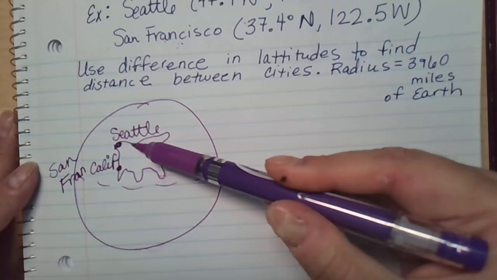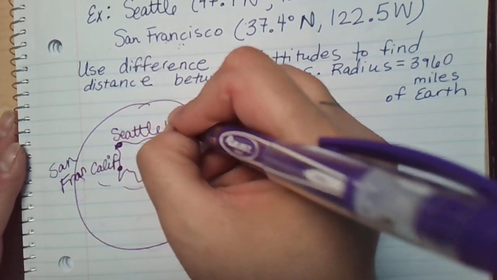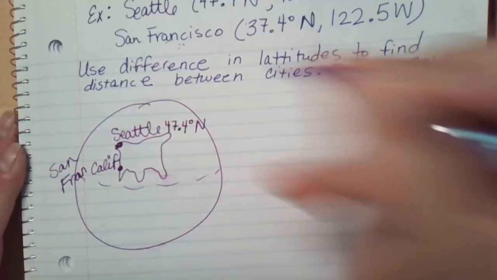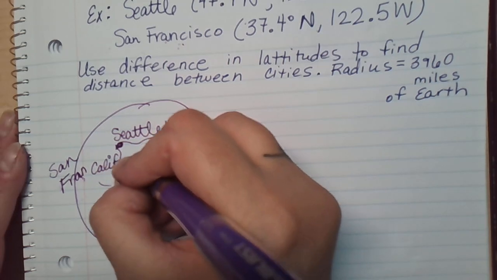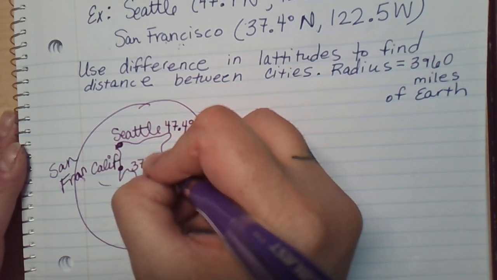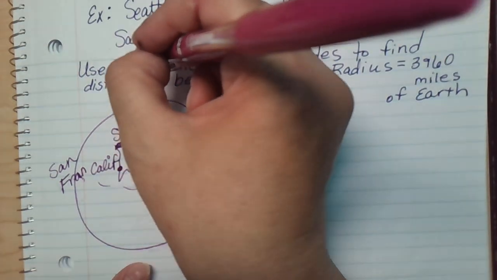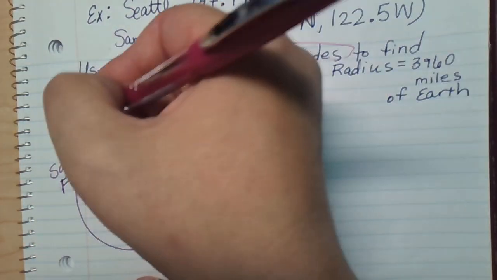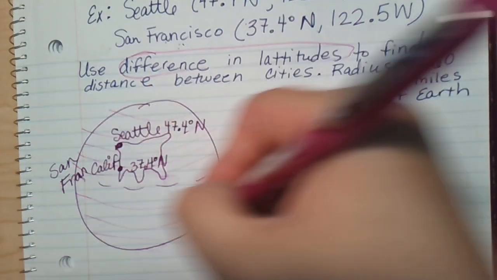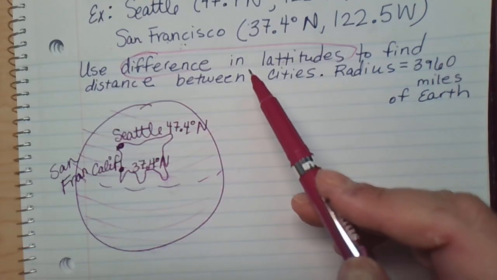Okay, and if you look, it says Seattle is at 47.4 degrees north. San Francisco is at 37.4 degrees north. Okay, and it says use the difference in latitudes. So that's important. The latitudes, remember, are the side to side. My bad, not north, south, east, west, just north and south.